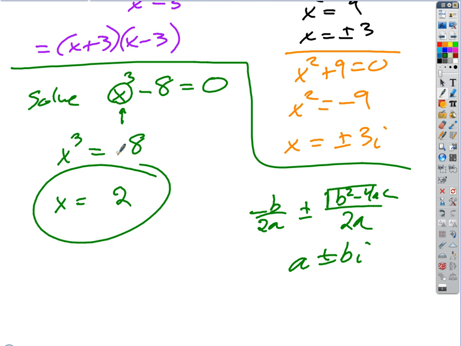Now, once again, in most cases, that's all you want. In most cases in life, you just want the real solution, and so that's good enough. Okay, but just know that there are other solutions there. So let's talk about how to get those.